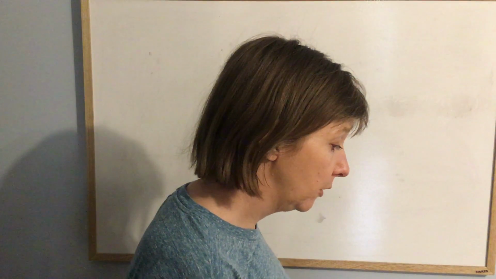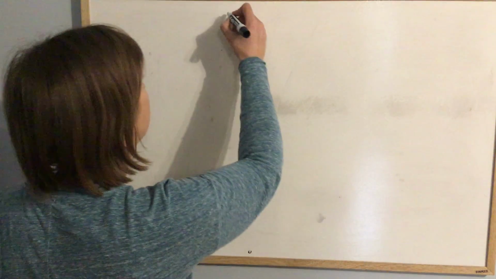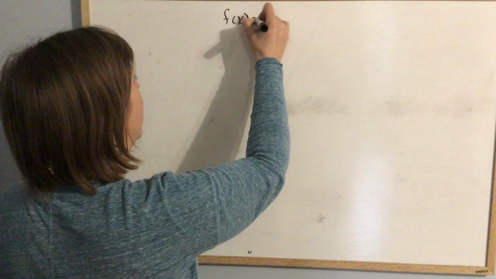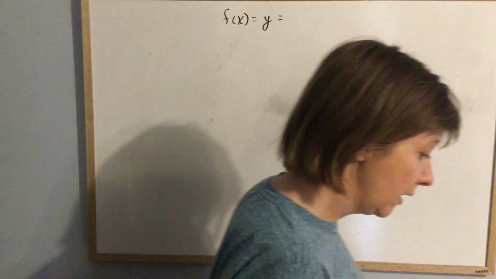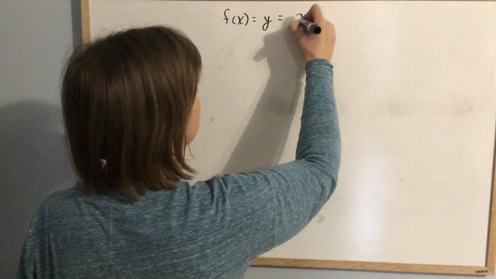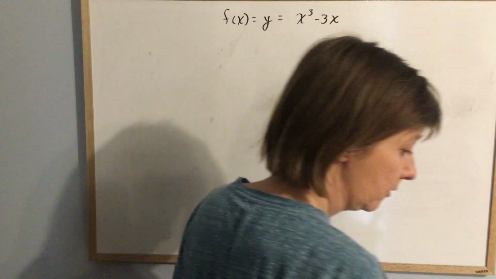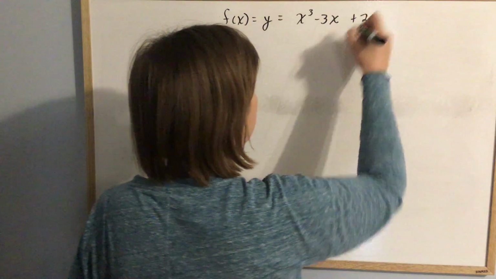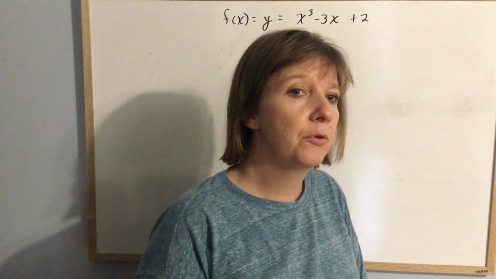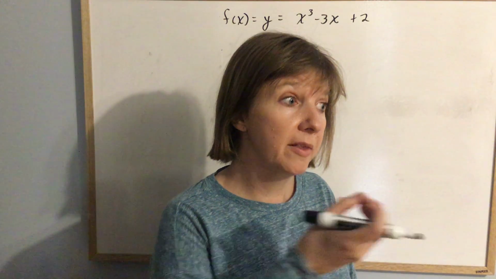So in example 2, it talks about how do I determine where those local extrema, those critical points are, where those local maximums and local minimums are. How do I figure that out without having to draw the graph? It says determine local maximum and local minimum values for the function f of x, and remember f of x just means y, is x cubed minus 3x plus 2. So the first thing I have to do is figure out where the graph is increasing and where it is decreasing.